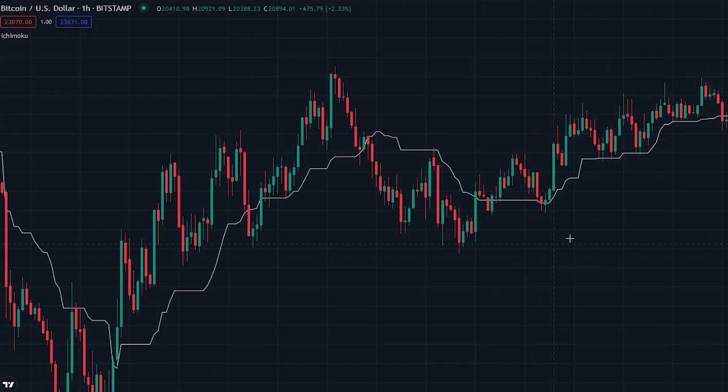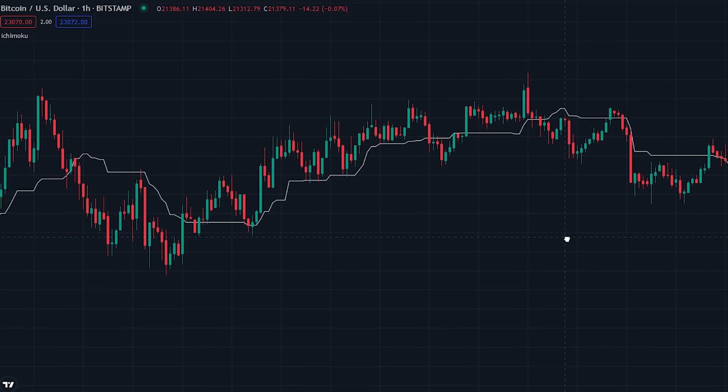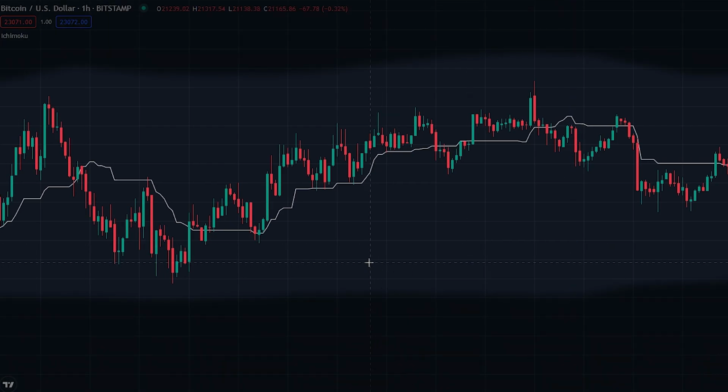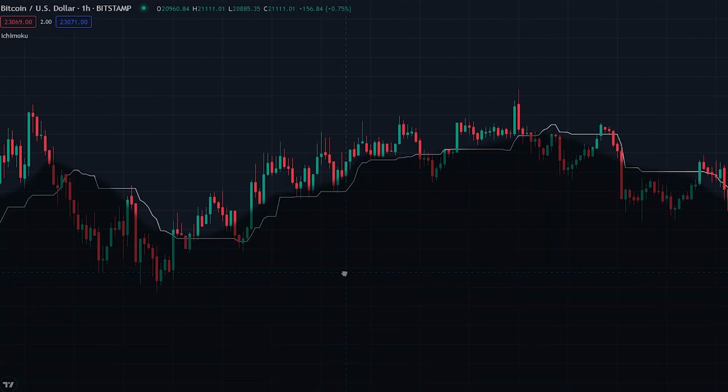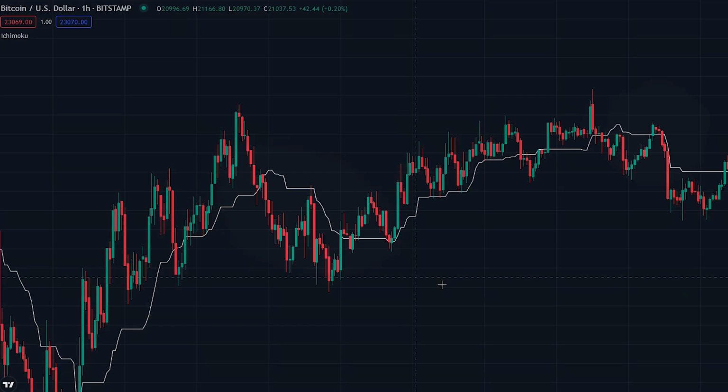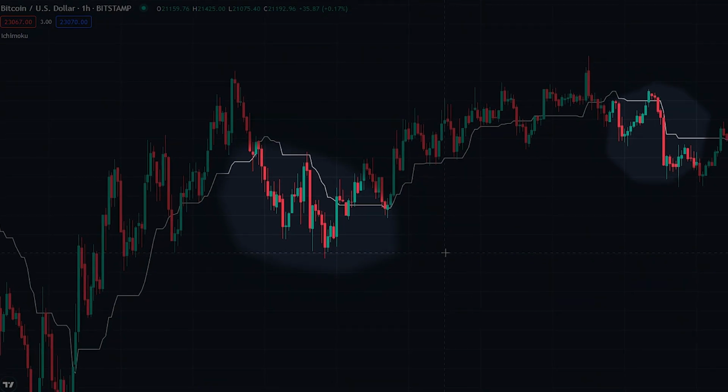If we take a look at the baseline, we also see that it acts the same way as the conversion line, offering midterm support to the price action. We also see that whenever the price is above the baseline, the market will have a bullish bias, and whenever the price is below the baseline, the market has a bearish bias.